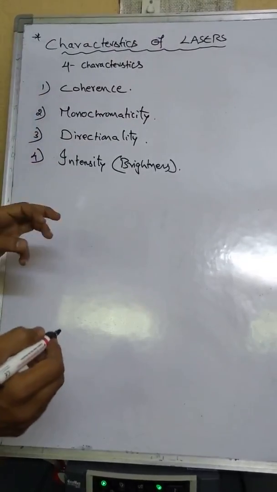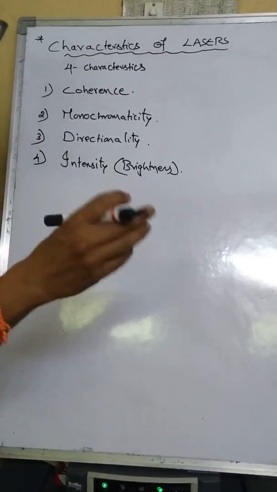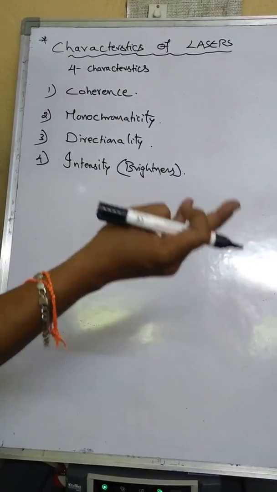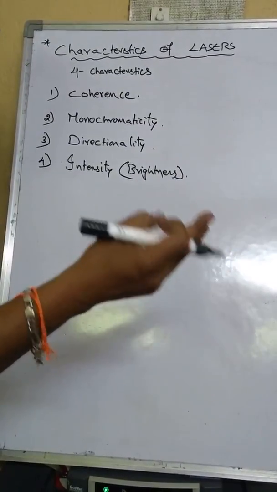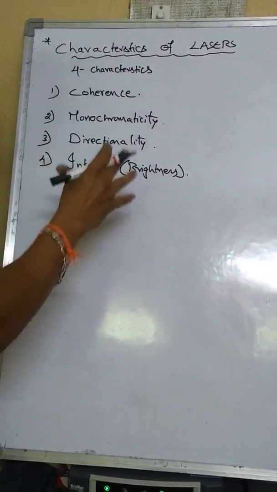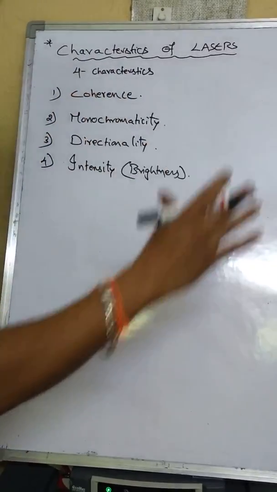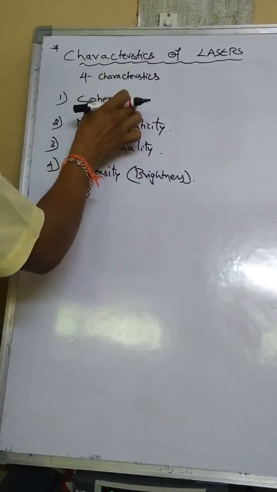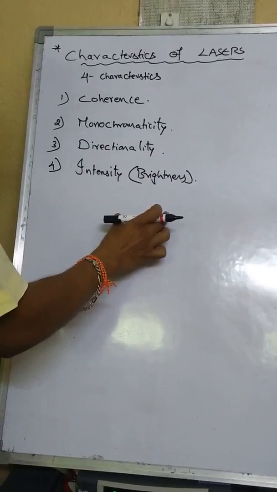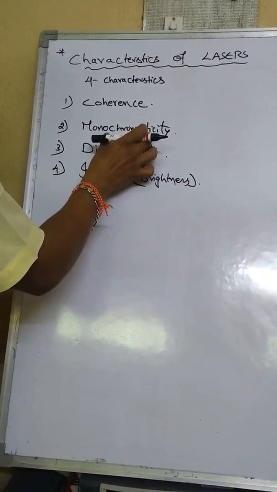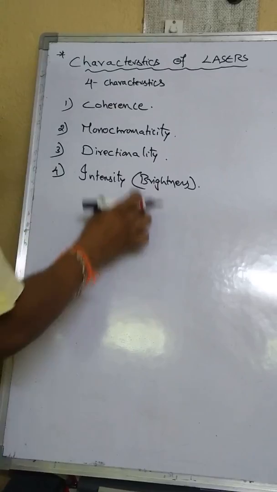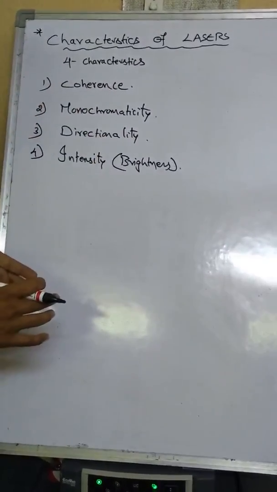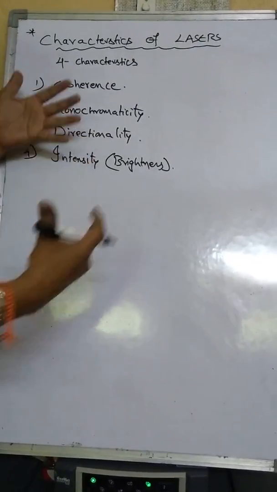So for any applicative laser, either we are using the laser in the medicine, in the mechanics, or in biomedical engineering, and any field, these 4 characteristics make the laser different from the ordinary light. So we will discuss in detail one by one. We will take coherence and discuss some important points. And once again, we will be discussing the monochromaticity, and similarly directionality and intensity.